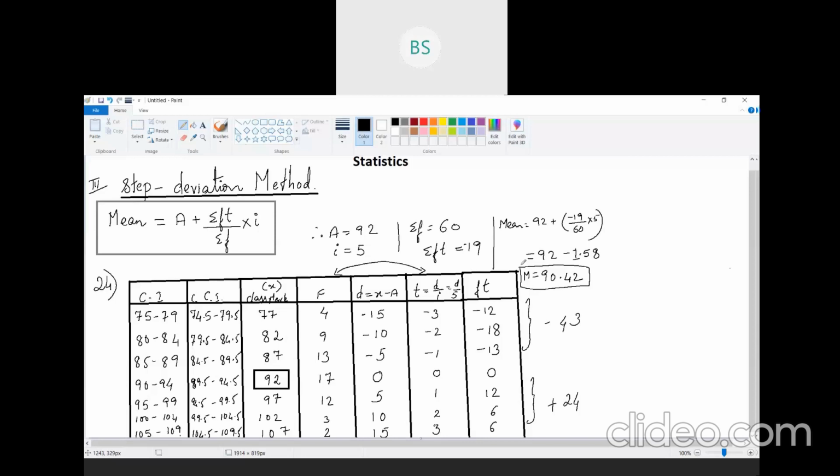Only if they specify in the question which method to use, then you have to go specifically with that method only. If, for example, they ask you to calculate mean using step deviation method, and you do it by some other method, any of the other 2 methods, then they won't give you marks. They'll straight away put 0. So you have to be specific if they have mentioned the method.